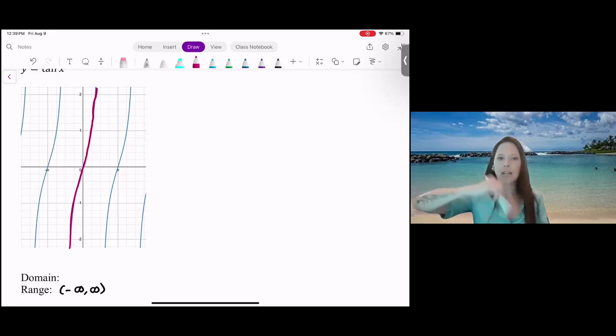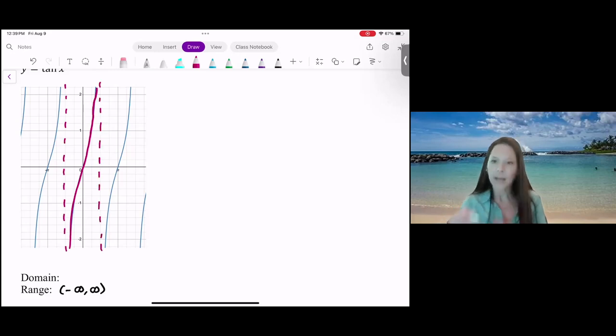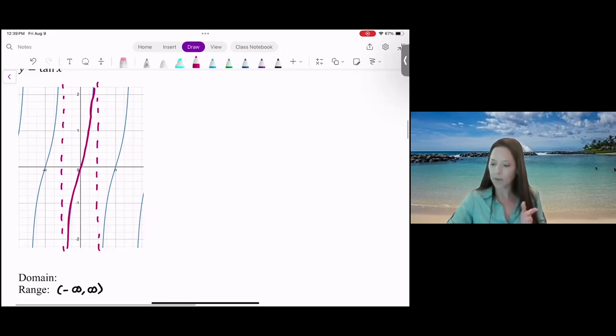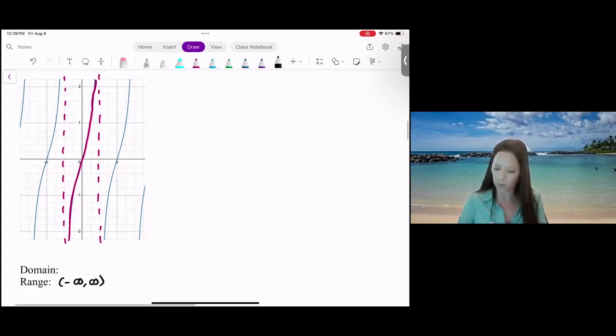But the domain I'm going to restrict, I'm going to go from down low all the way up. And tangent has those vertical asymptotes, and it repeats every pi. So that asymptote repeats at negative pi over 2, pi over 2, 3 pi over 2, and so on. So I'm going to restrict the domain to where those asymptotes are. But because I'm approaching infinity and negative infinity, but I'm not actually taking on that value, and I have asymptotes, my domain is going to be from negative pi over 2 to pi over 2, but I'm not going to include those values.